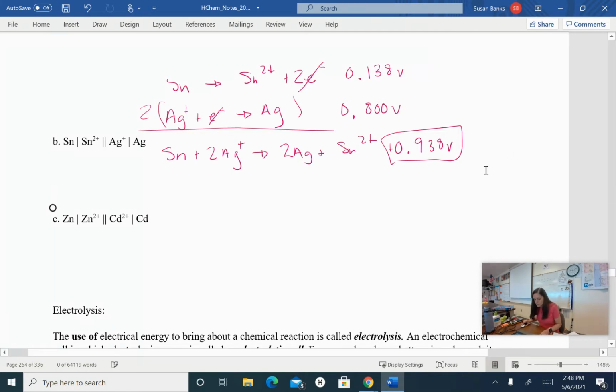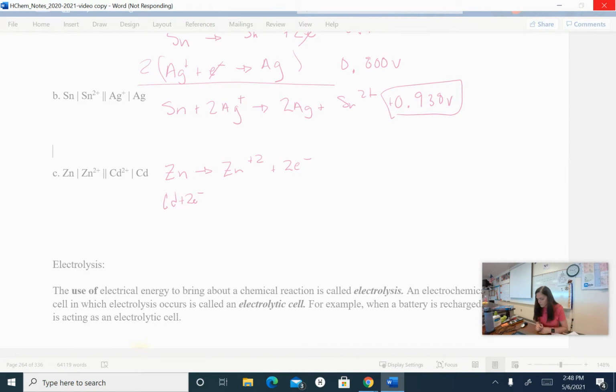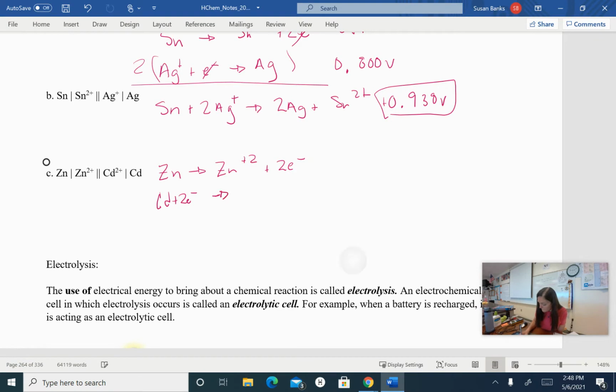Okay, last but not least, zinc. How do I go from zinc to zinc plus 2 with electrons? I need 2 electrons here. So electrons are lost, so zinc's oxidized. And cadmium plus 2 electrons will give me cadmium solid. Okay, so I have 2 electrons coming and going. So these electrons cancel. I add these up. I get, this is zinc, cadmium plus 2. So I have zinc plus cadmium plus 2 will give me zinc plus 2 plus cadmium.